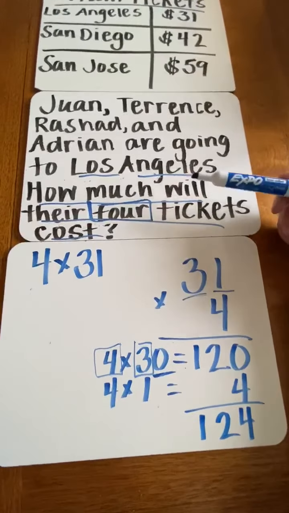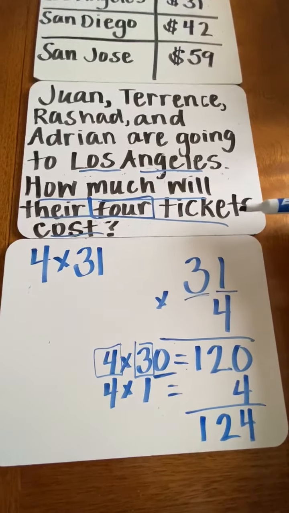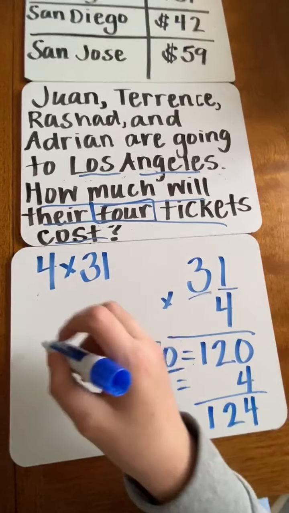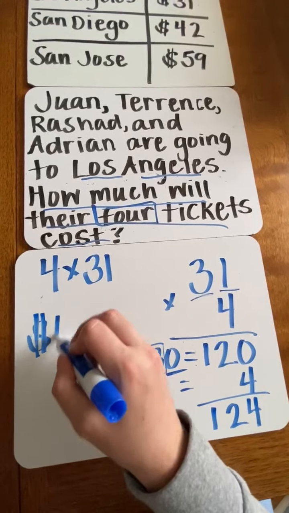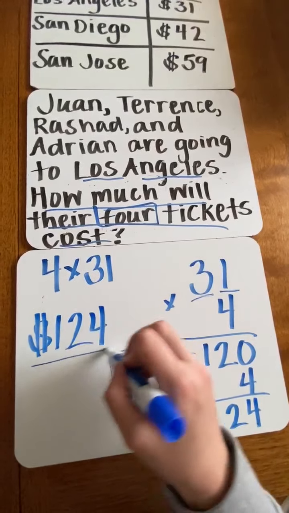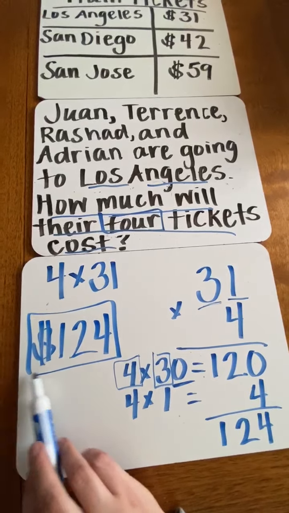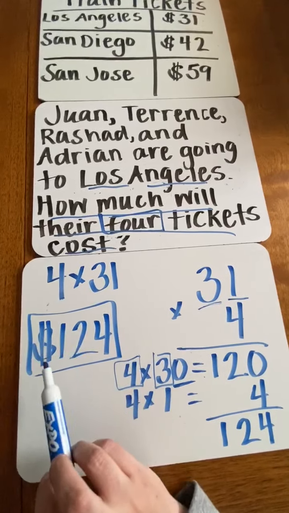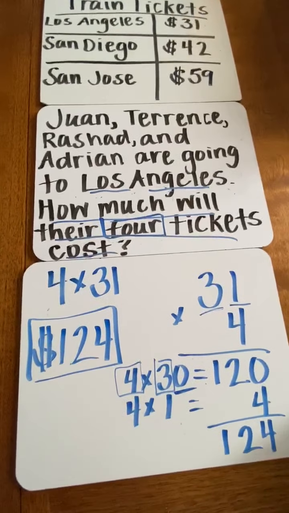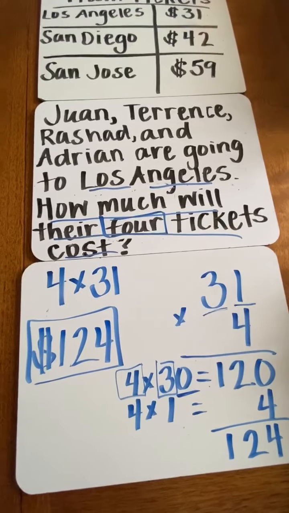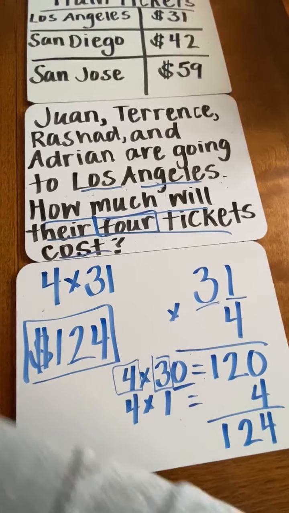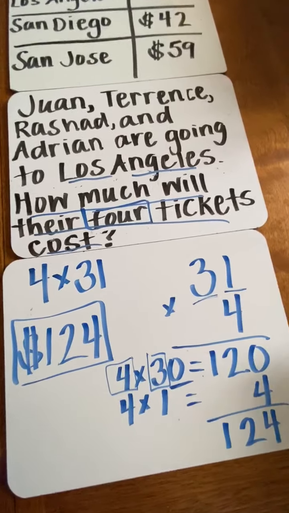So does that answer my question? How much will their 4 tickets cost? Yes, their 4 tickets will cost $124. It's important that I label it with the dollar sign. That tells me 124 what? Oh, $124. So that's how much their 4 tickets will cost them. All right, I'm going to erase my board and we're going to move on to the next problem.